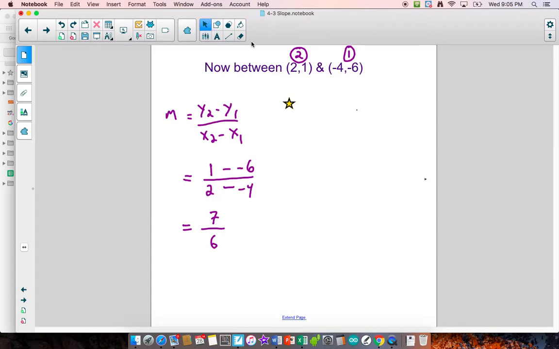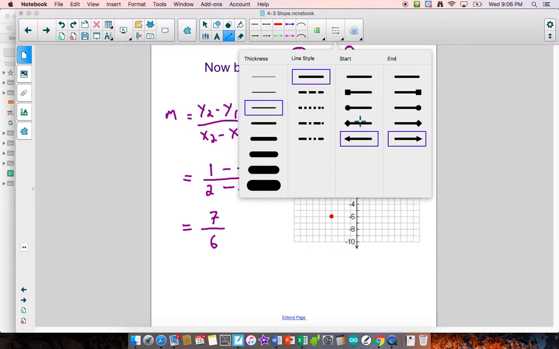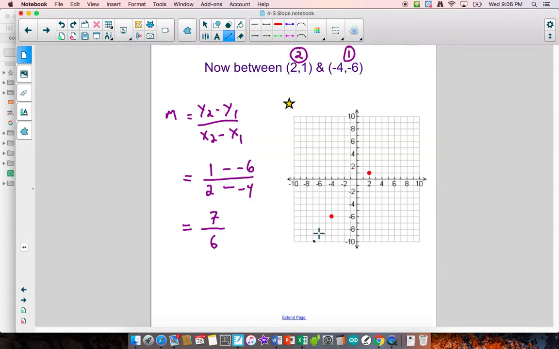Now let's take a look here. Big reveal, folks. 7, 6. Every time I go up 7, I'm going to go over 6. Here we go. Look at that, what a beauty. Connecting my lines, and I'm going to move that a little bit so it's a little more accurate. I count up 1, 2, 3, 4, 5, 6, 7, over 1, 2, 3, 4, 5, 6. There we have our line. 7/6 is the slope.